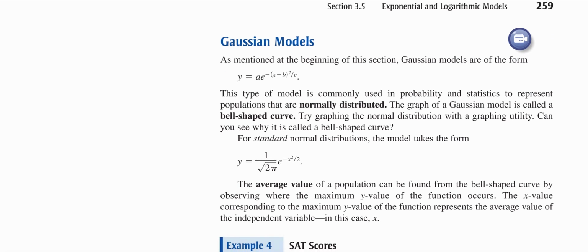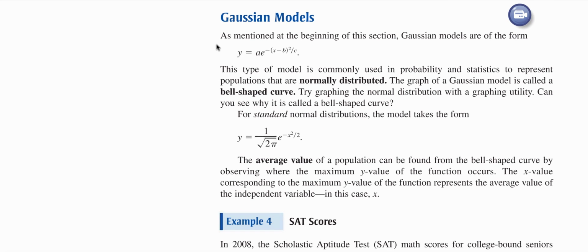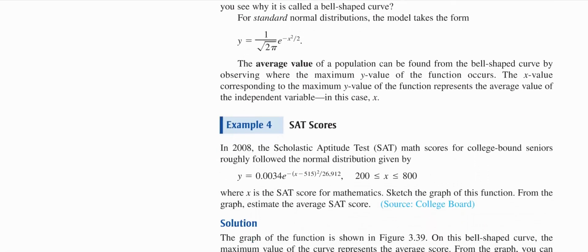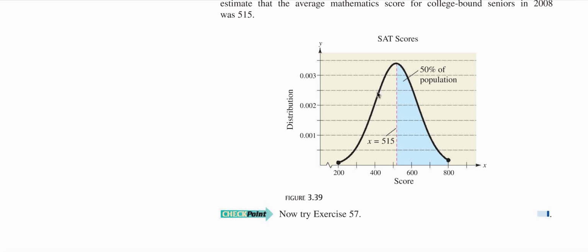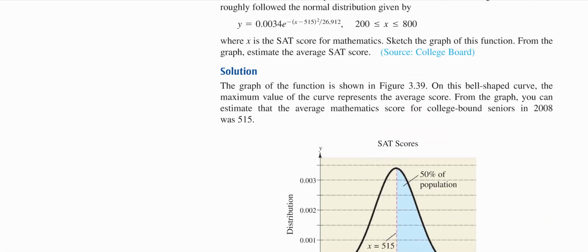Let's look at a Gaussian model. As mentioned at the beginning of this section, Gaussian models are of this form: y equals a e to the negative quantity x minus b squared divided by c. Now, this type of model is commonly used in probability and statistics to represent populations that are normally distributed. You get what's called a bell-shaped curve from the normal model.